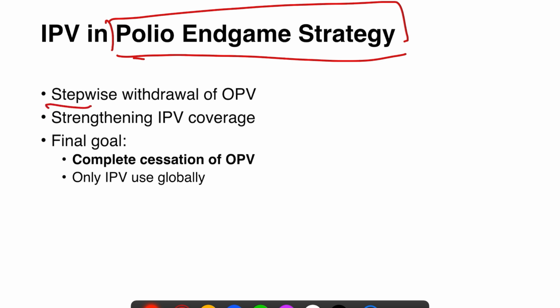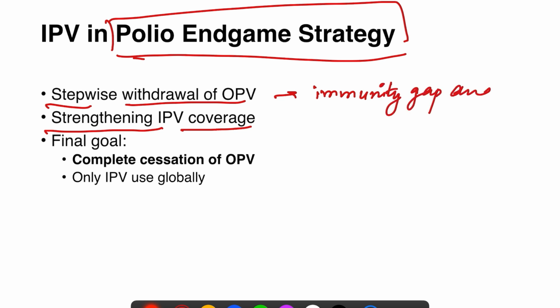IPV also plays a very important role in the polio endgame strategy. There will be stepwise withdrawal of OPV and strengthening of IPV coverage. This phased approach is important because it minimizes immunity gaps and outbreak risk. We cannot stop the use of OPV all of a sudden.